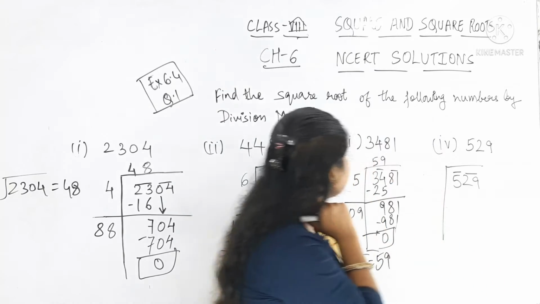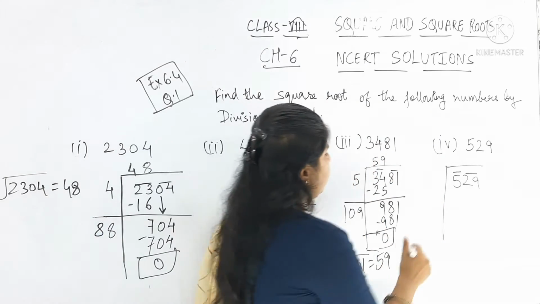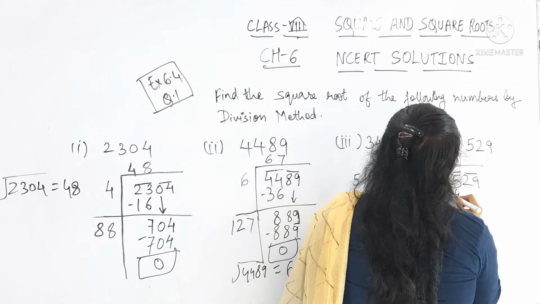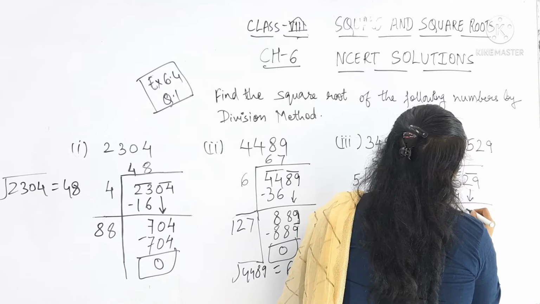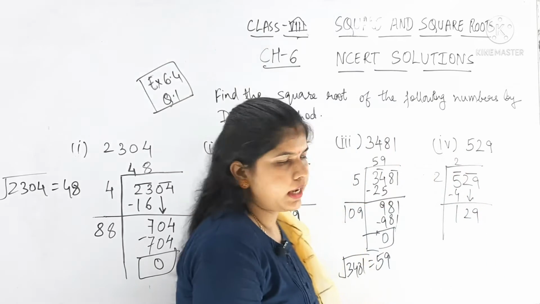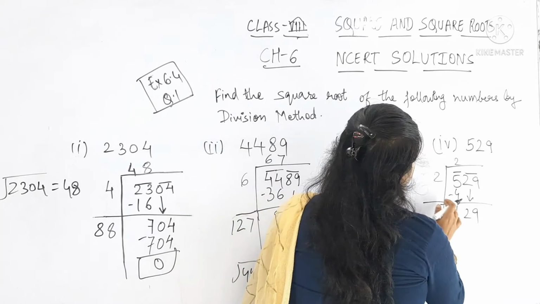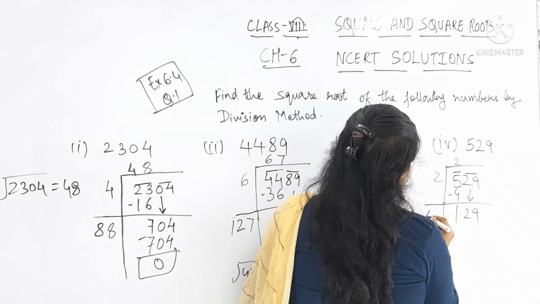Okay, here you can see 5. So 2 2s are 4. Okay, so 2 2s are 4 here. Then 1, this will be down, 29, 129. So here 2 plus 2 is 4.